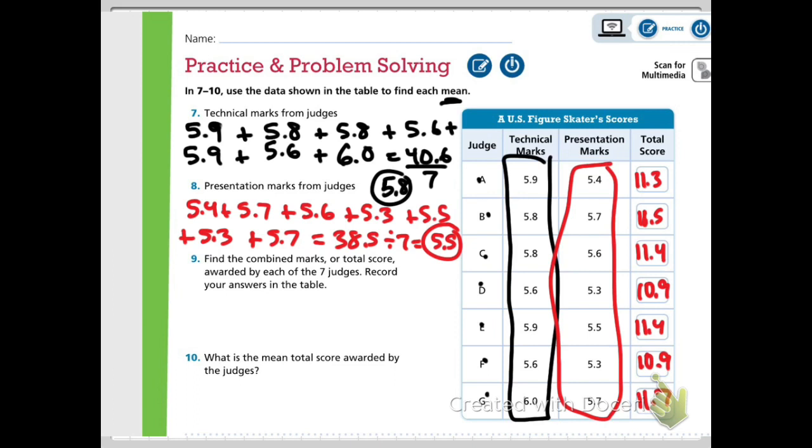Now, what is the mean total? So we're going to take what we did over here and add those all up. So we have 11.3, and we add those all up. That's 79.1. We divide once again. There's 7 numbers, so we divide by 7. Our answer would be 11.3. That would be your final answer. Okay?